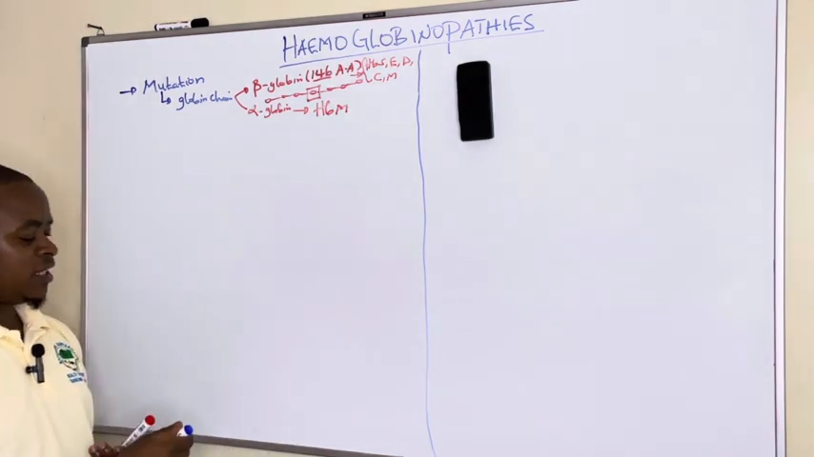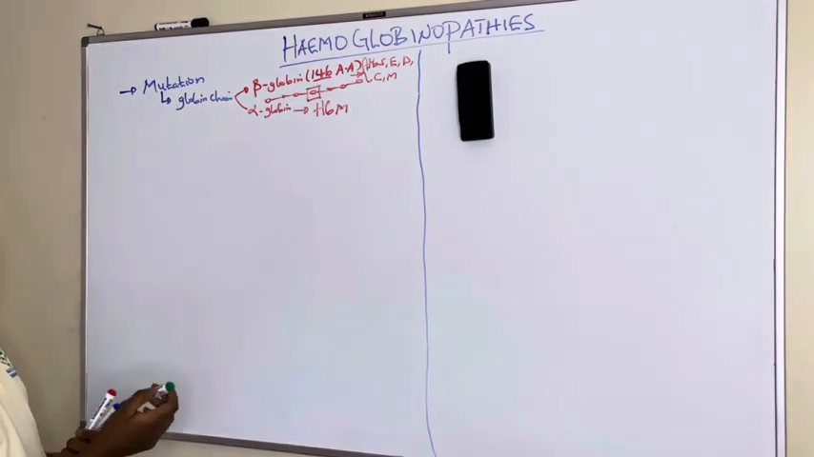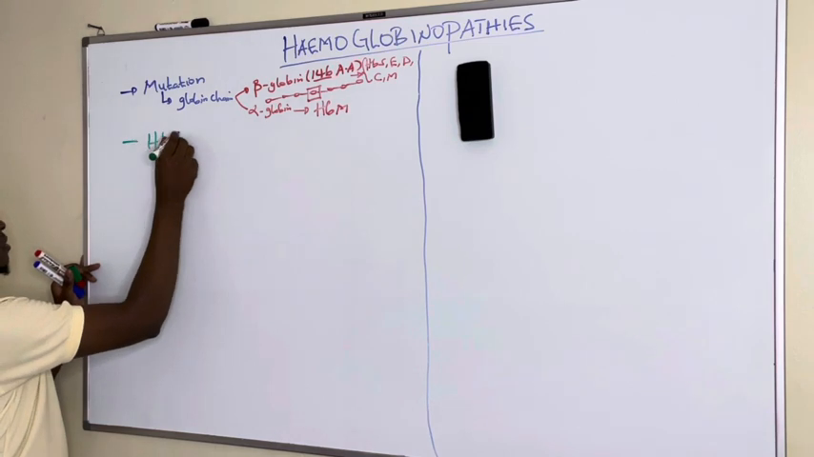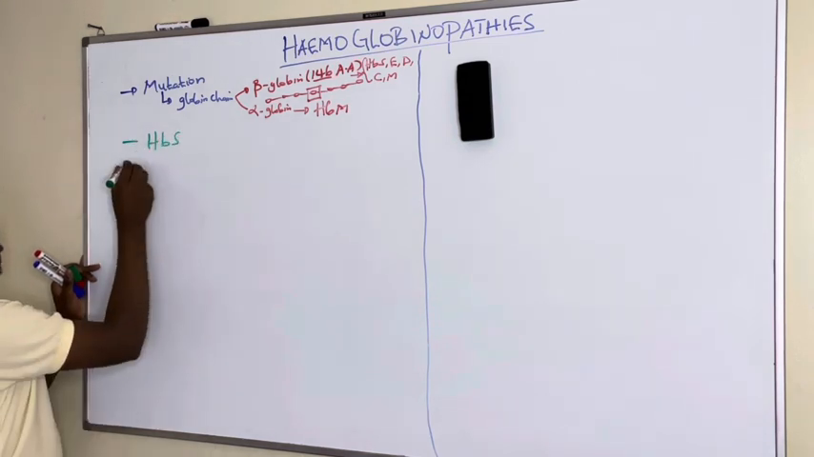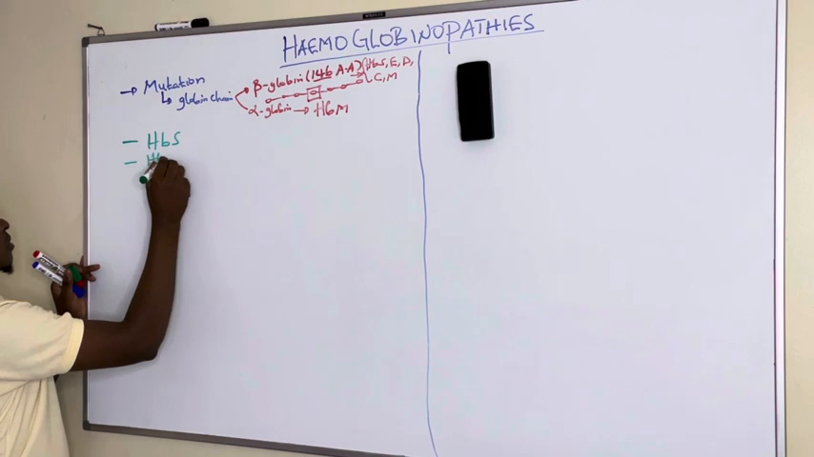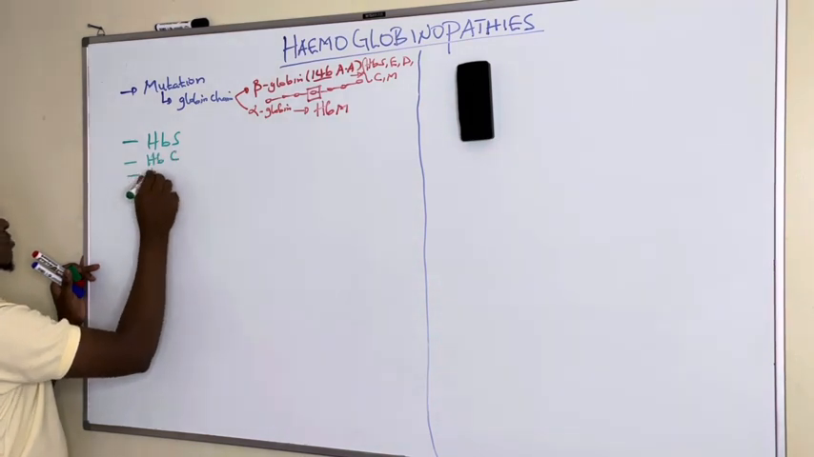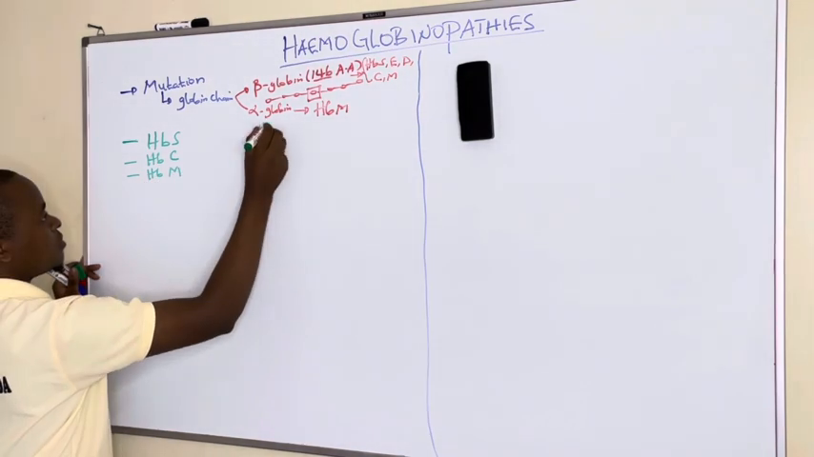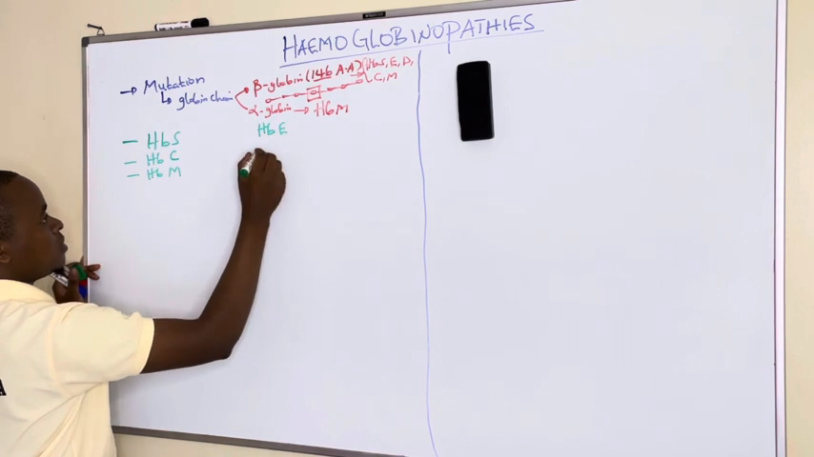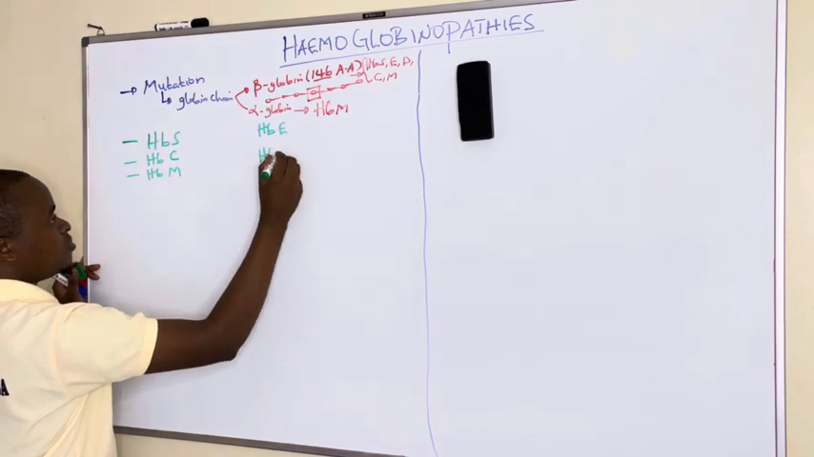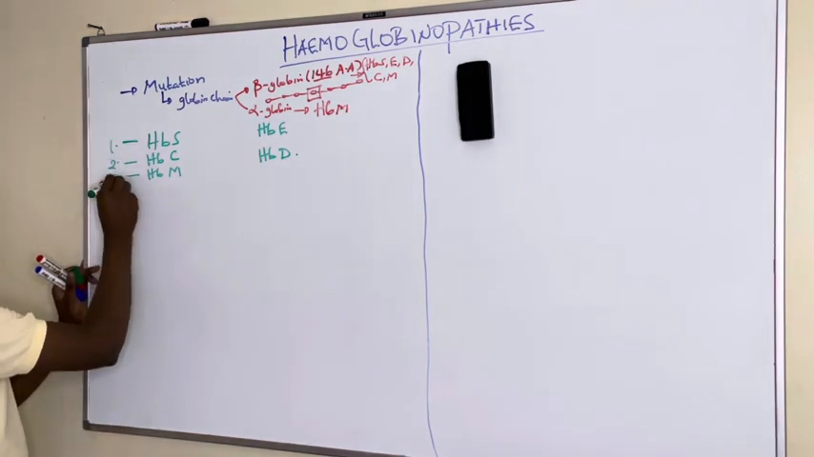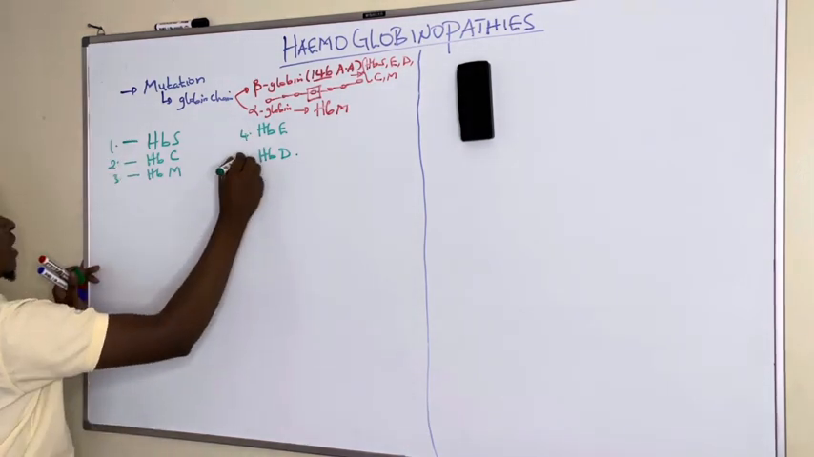So we are seeing that the different haemoglobinopathies include HBS, we shall see HBC, we shall talk about HBM, we shall discuss HBE, and finally we shall talk about HBD. So these are the most common haemoglobinopathies we have, five of them.